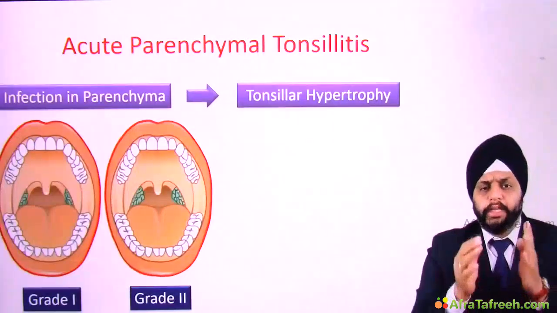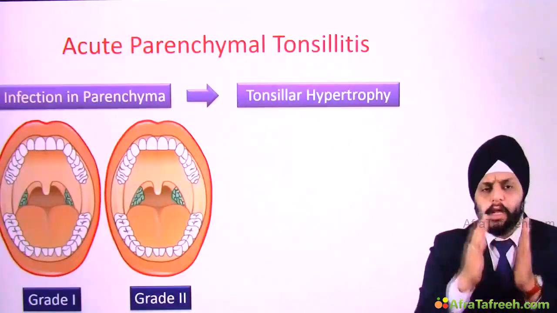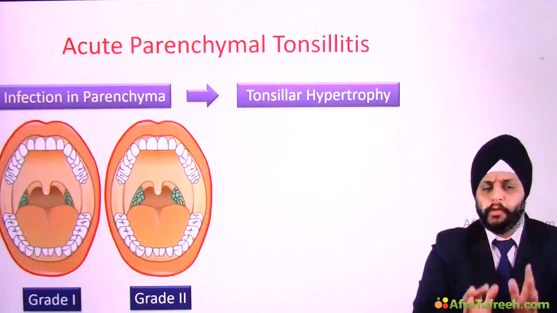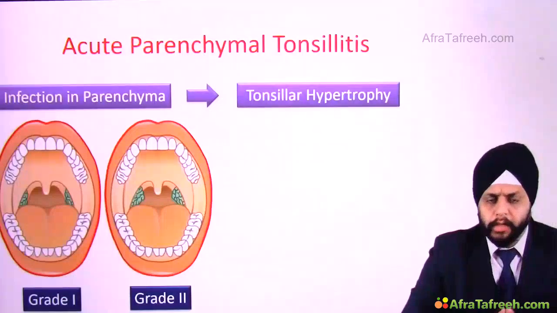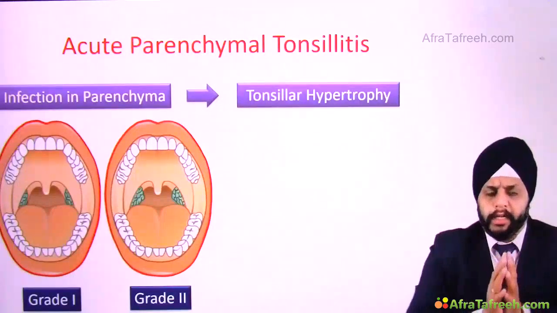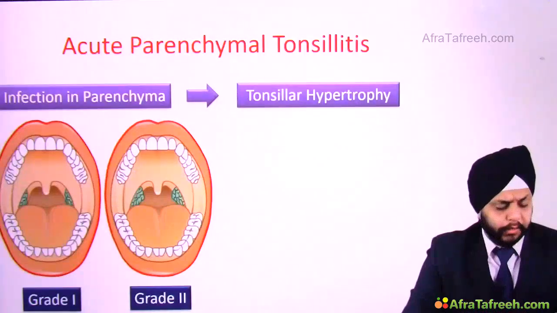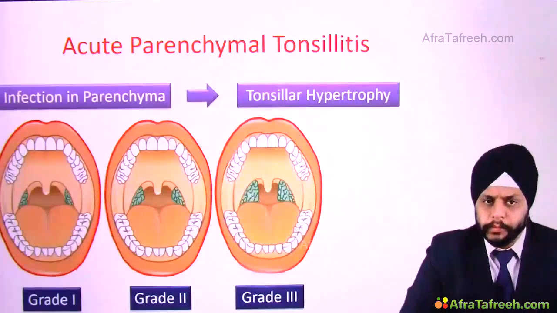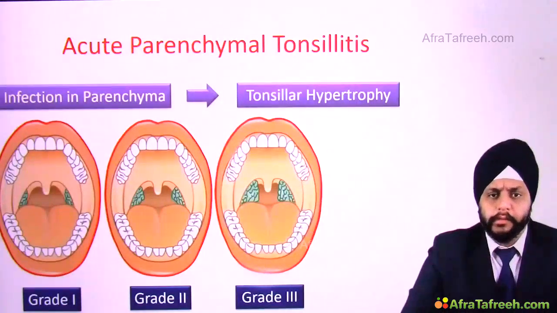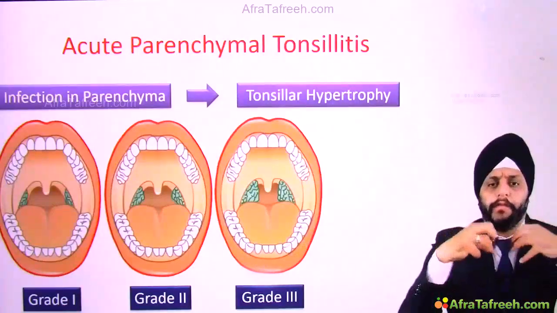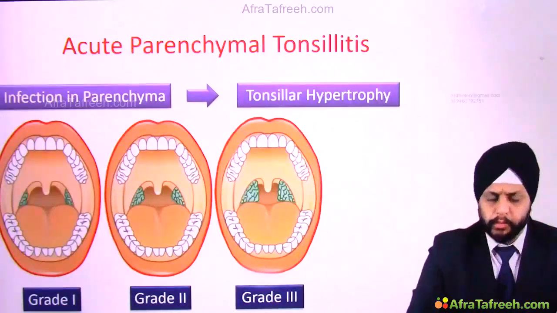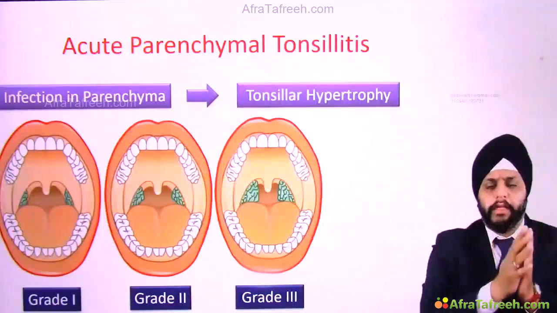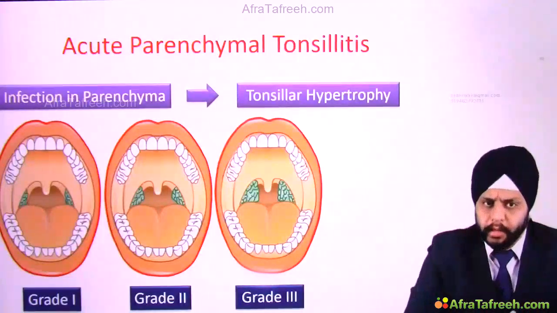But if you measure the distance of the uvula to the tonsillar fossa, they have not even covered 50% of this distance. So not even 50% of that distance is covered by these tonsils. That's grade 2 tonsils. Now grade 3 tonsils, they have crossed that 50% distance. So they cover more than 50% of the distance between the uvula and the tonsillar pillar.